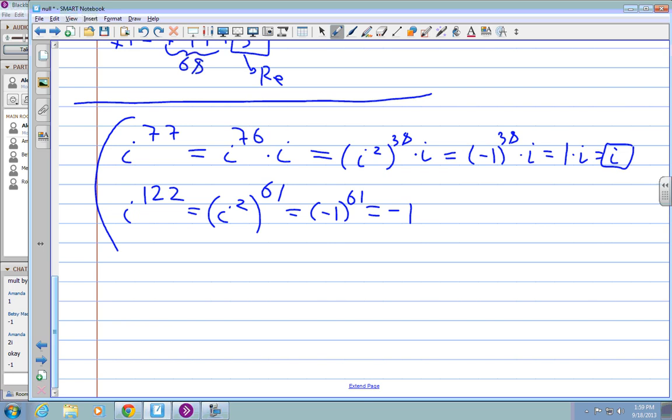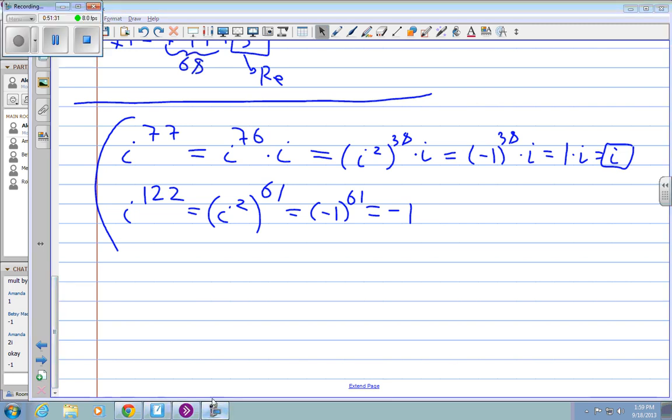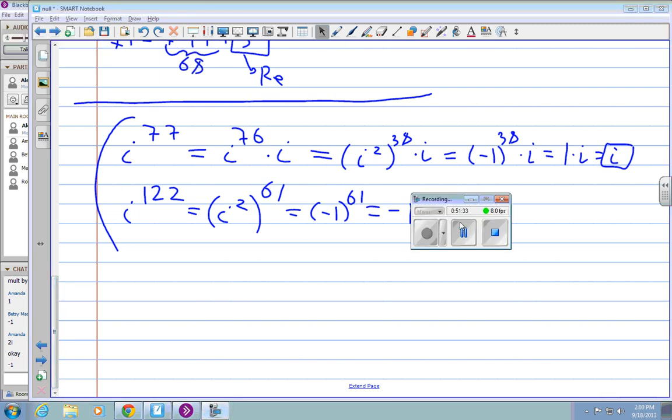I like the second way because you don't have to memorize what i cubed is and i to the power of 4 is. But, I mean, they're both pretty straightforward. Is that good? Okay, well, those are imaginary numbers. Complex numbers, so that's your section 3.1. So let's do a little break, and then we'll do section 3.2.